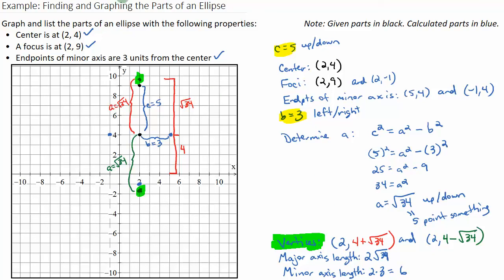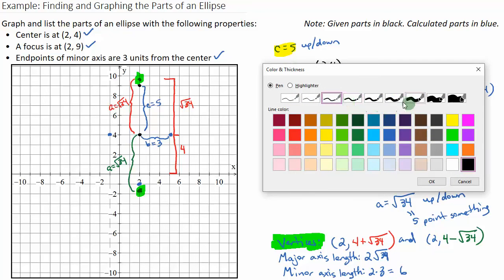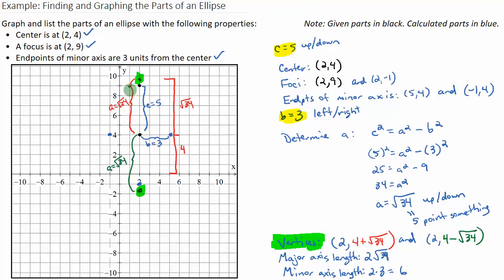The only thing missing now is my graph. So I'm going to do that really thick because this is really cluttered. The graph passes through the vertices, which are these points highlighted in green, and goes through the endpoints of the minor axis. So I start at the top, go through the endpoint of the minor axis on the left, the vertex on the bottom, the endpoint on the right, and the vertex at the top again. And there is the ellipse.